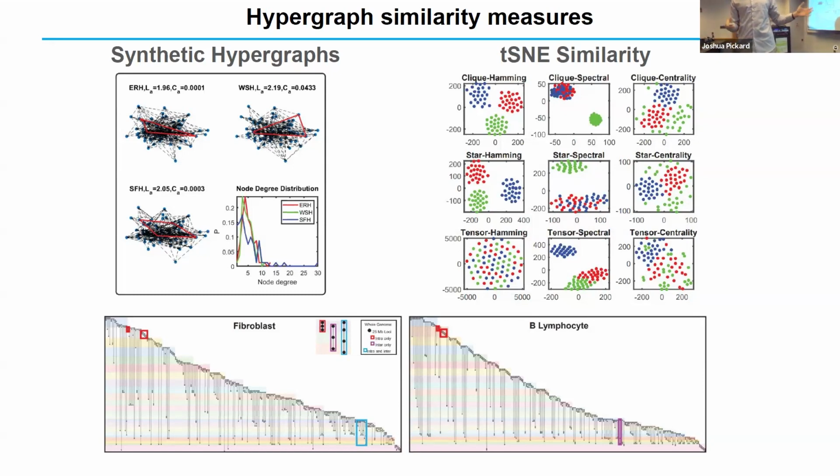And then on these hypergraphs, we wanted to see if we were able to find distances that discriminate them well. The star Hamming distance and the click Hamming distance perform best in this case on these synthetic data. I don't know if that answers your question.